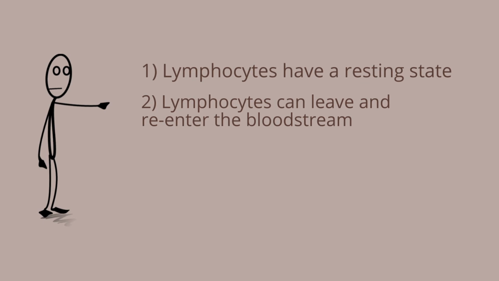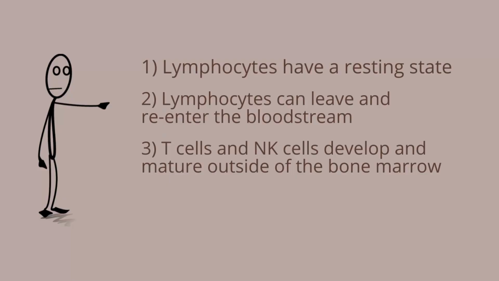2, they can leave and re-enter the bloodstream. Other WBCs, when they leave the bloodstream and go into other tissues, they can't come back. But lymphocytes have free reign. 3, T cells and NK cells develop and mature outside the bone marrow. This is why with certain bone marrow disorders, the lymphocyte values will maintain a normal level.